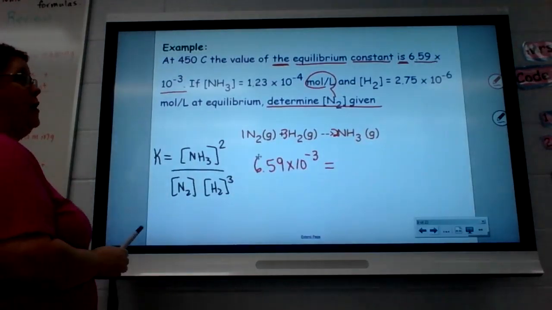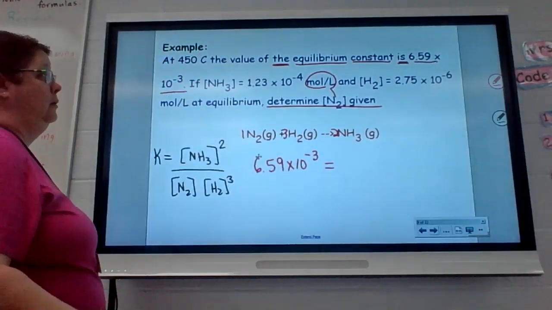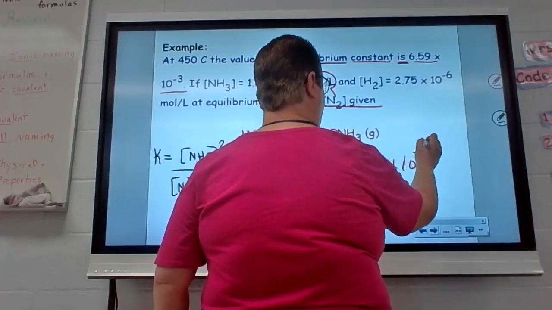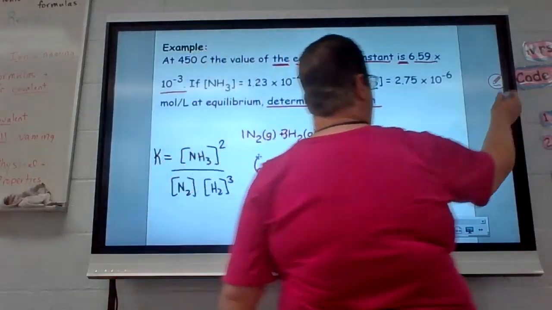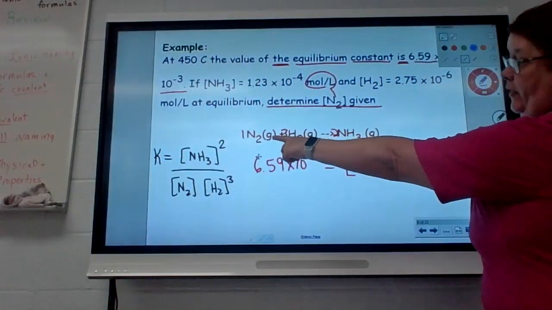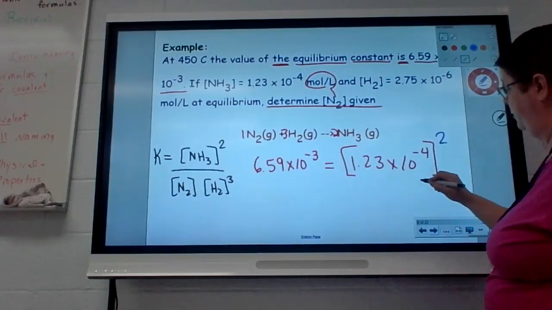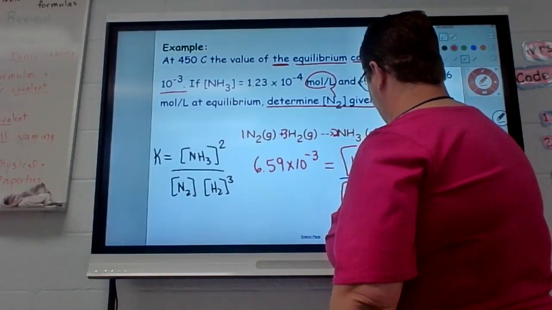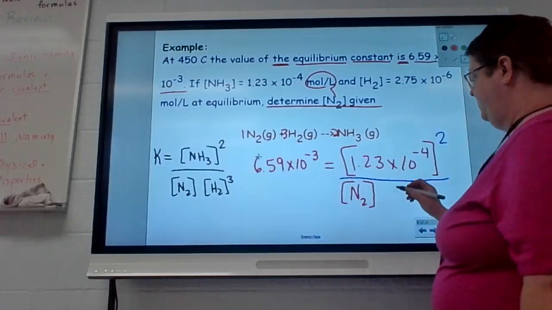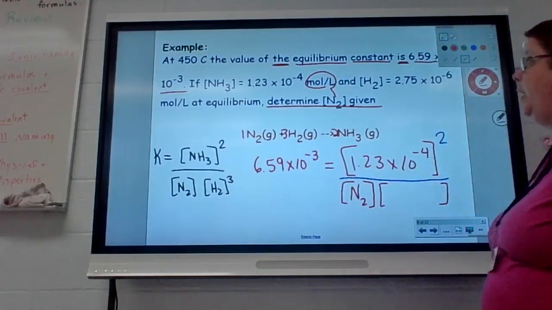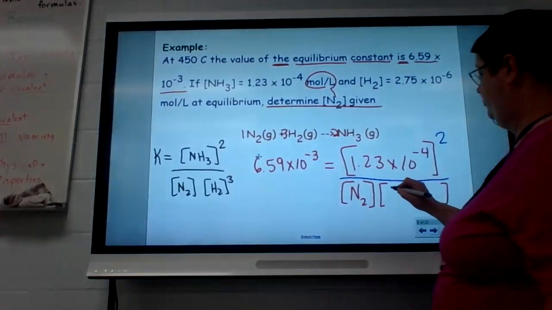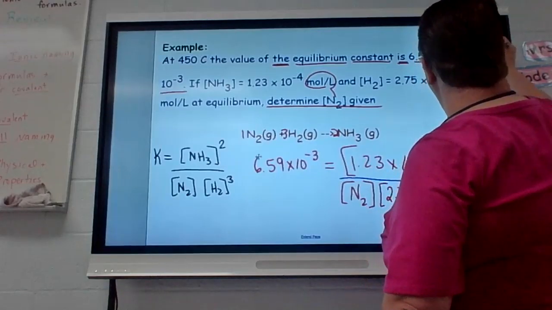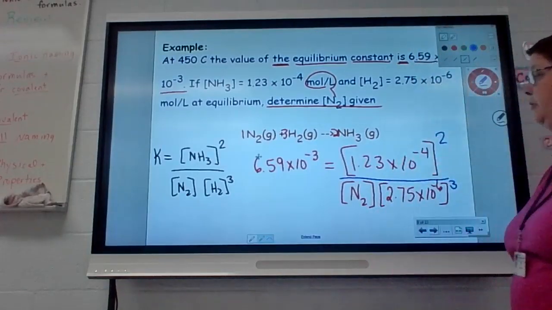Now, NH3 has what number? 1.23 times 10 to the negative fourth. What coefficient did it have? It's got a 2, so it's squared, over N2. We don't know that, so I'm just going to write N2. That's what they asked me to find. H2 has what number? And it has an exponent of 3, it's cubed.